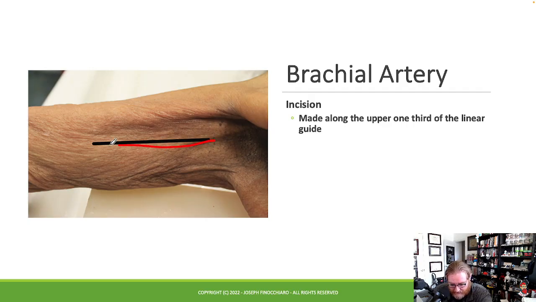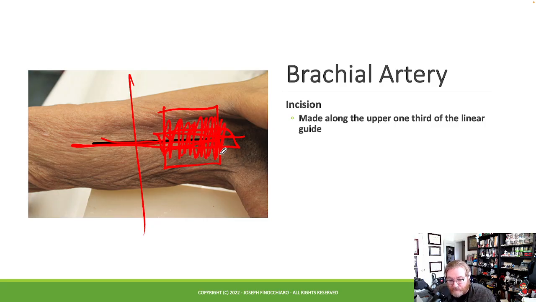Here's our linear guide, right? And it does not say along the linear guide. It says on the upper 1/3 of the linear guide. So you don't want to go down here where it's going deep into the arm before it splits and goes down towards the wrist. You want to get it just as it's coming out of the armpit. So you want to make that incision as high as possible up in this range, so it's easier to find before it goes into the deep tissues of the arm.